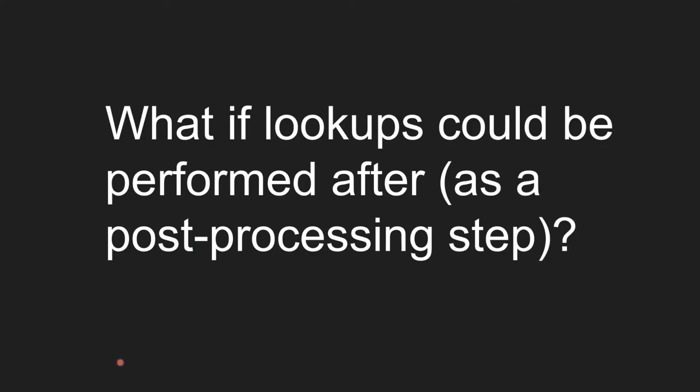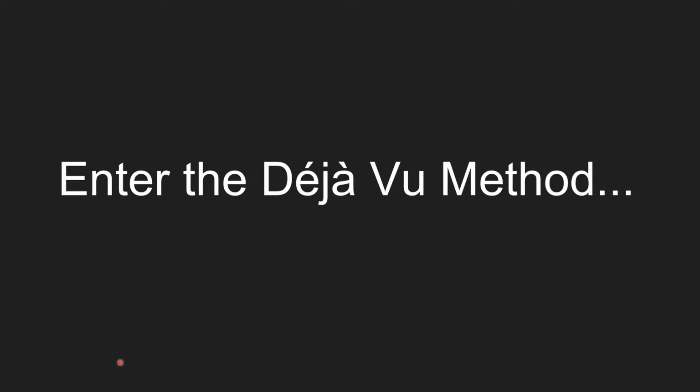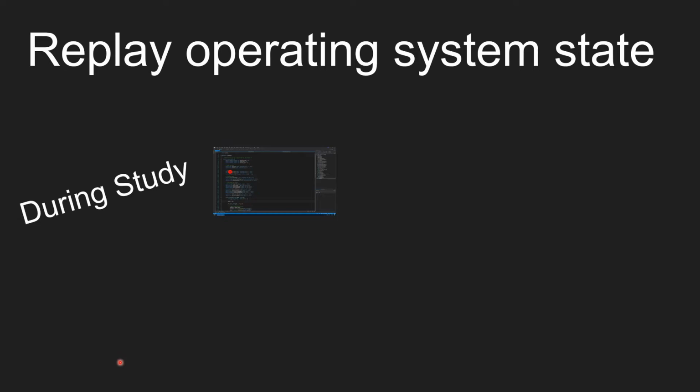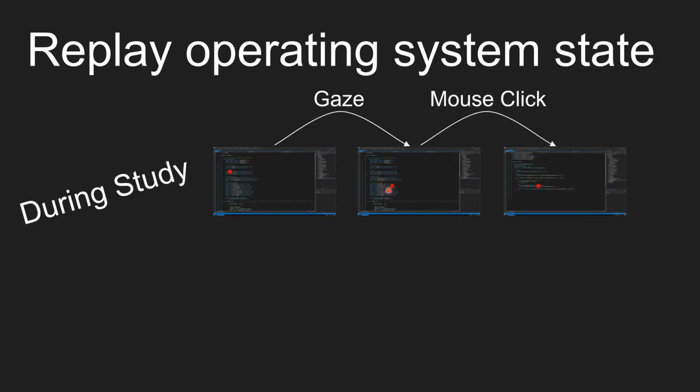The key intuition is what if the lookups could be performed after, as a post-processing step? This is the main idea behind the Déjà Vu method. During a study, the operating system state transitions as time goes on. For example, in this case, the participant is looking at this dot with Visual Studio open, and then a while later gaze data comes in and the participant is now looking at a different position. We might click something and the tab is open, and then we might scroll our mouse a bit, and so on.